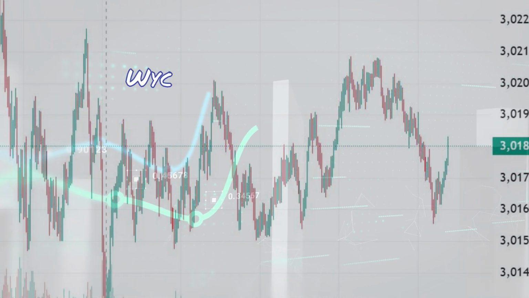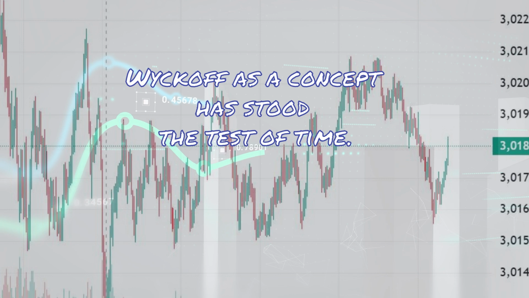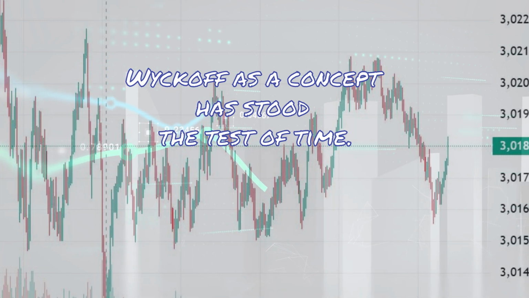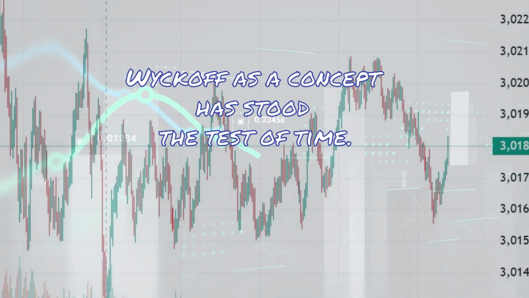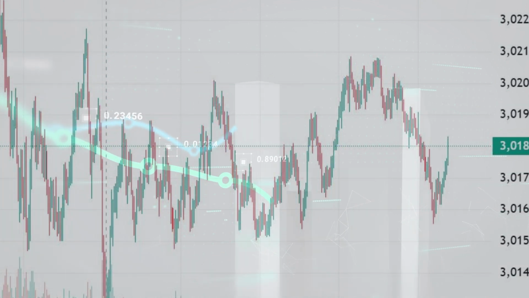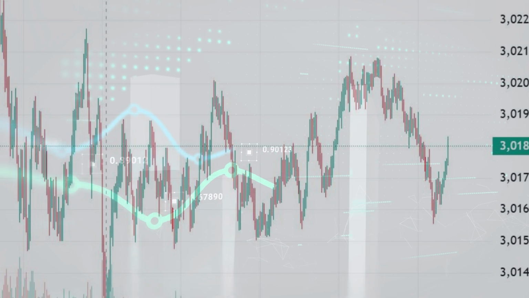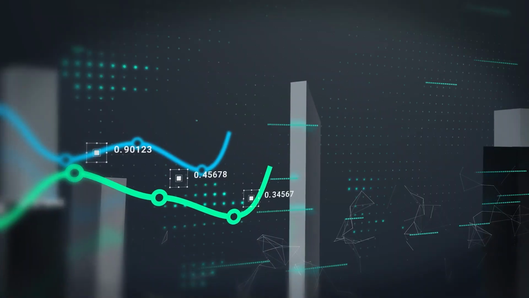Regardless, Wyckoff as a concept has stood the test of time. Markets do not move based on the Wyckoff method in many cases, but as with any market theory, it should only be one element among many others used when traders create trading ideas.